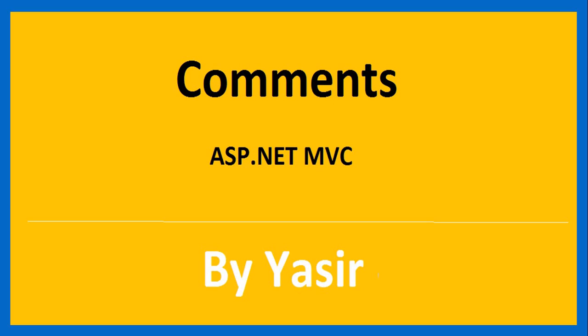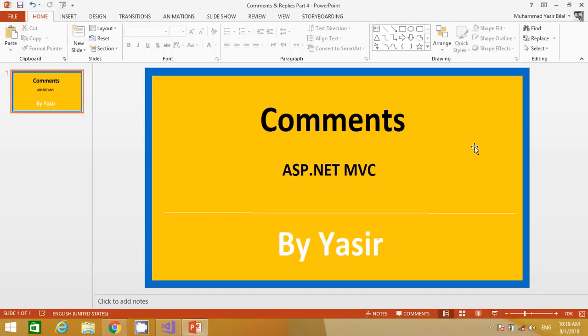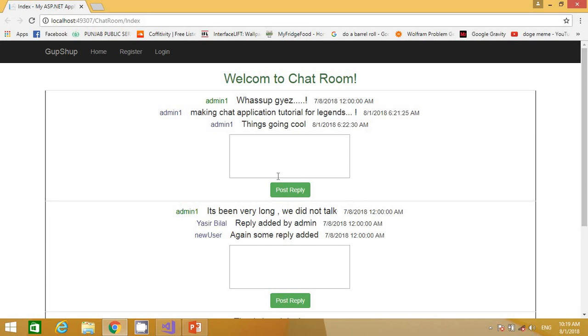And in this tutorial we will be adding new comments. In the previous one we added the comments in the database, but here we will first of all be designing the comments box in our chat room index view, and then we will be preparing a post action method for that view, so that we can post the comment to the database. So let me show you the current layout of the project.